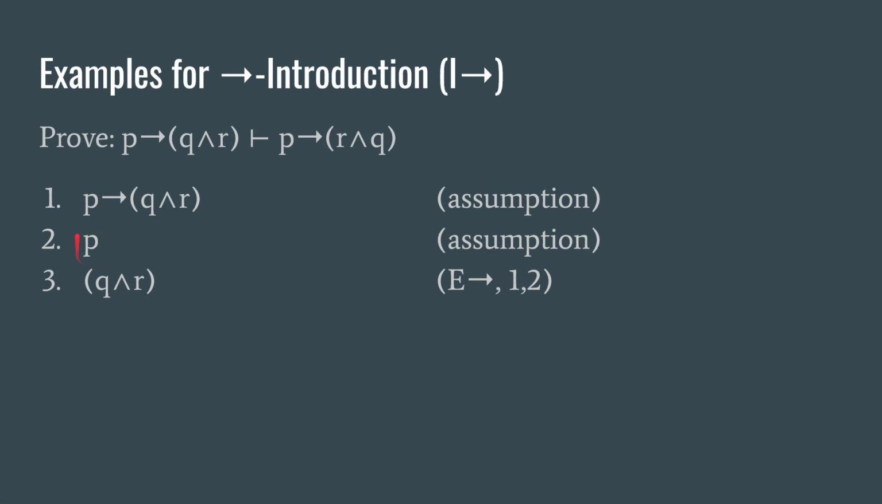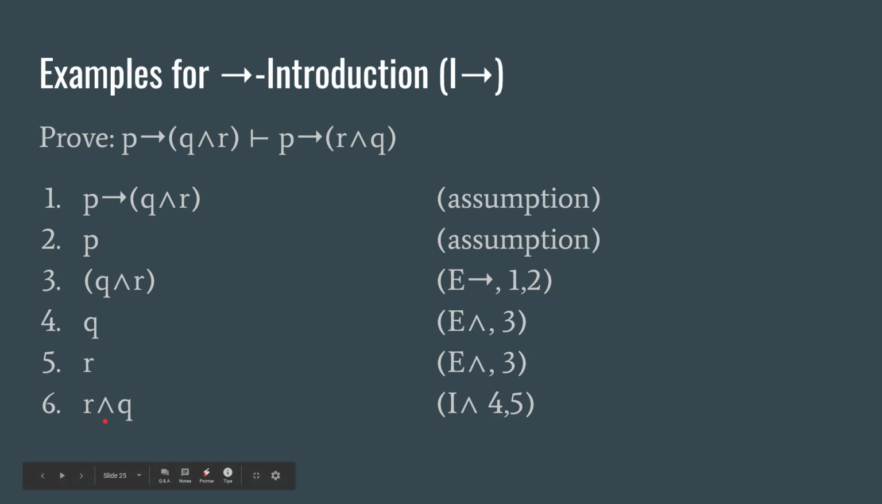Well, since we have P, we can now use arrow elimination to unlock Q and R. So we write Q and R on a new line and track how we did that with our arrow elimination rule. Now, because of our elimination of conjunction rule, we can apply that to line 3 and get Q by itself. We can do that again to get R by itself. And now we can conjoin Q and R to get R and Q.